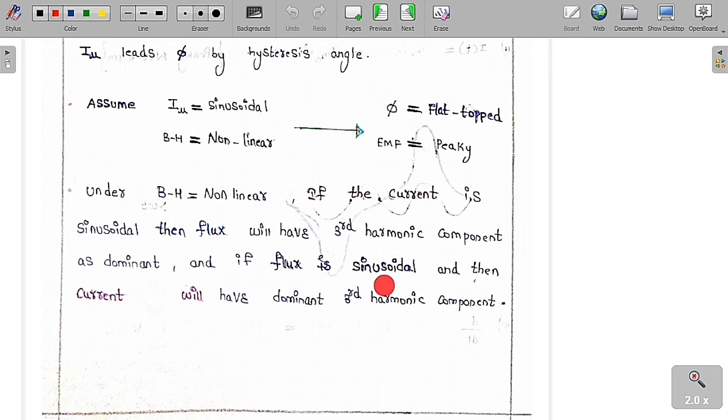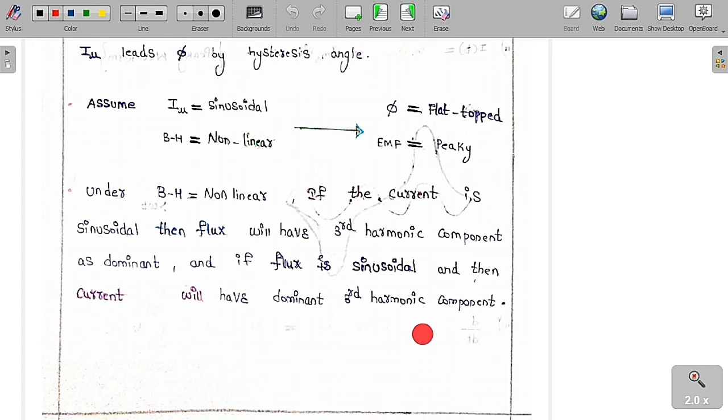And if the flux is sinusoidal, meaning the current is peaky in nature, then the current will have a dominant third harmonic component. So if one is sinusoidal, the other will have a dominant third harmonic component. So listen carefully. Under BH is non-linear.